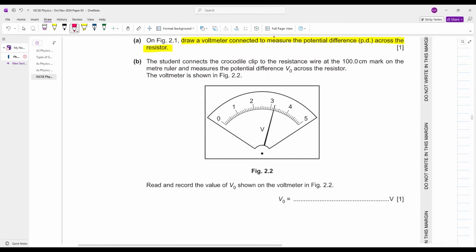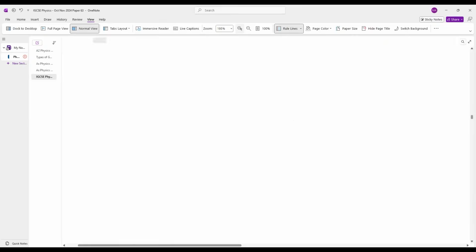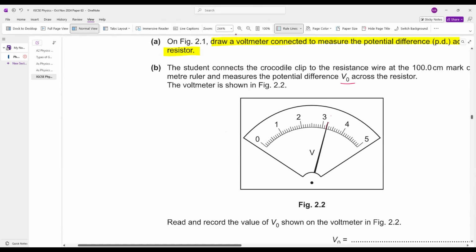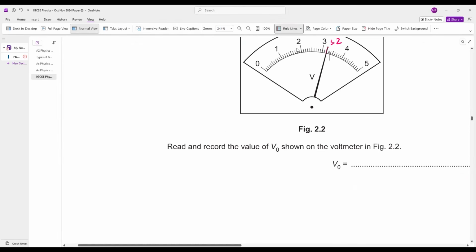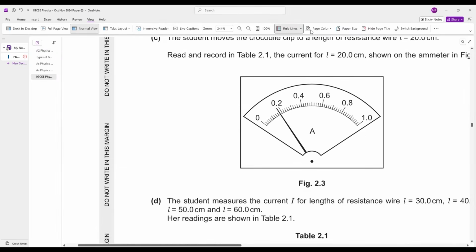Okay. The student connects the crocodile clip to the resistance wire at 100 centimeter mark on the meter rule and measures the potential difference V naught across the resistor. The voltmeter is shown in figure 2.2. Okay. Read and record the value of V naught shown on the voltmeter. अच्छा जी आपने V naught की वैल्यू रीड करनी है और रिकॉर्ड करनी है. दिस कम्स आउट टू बी 3.2. दिस कम्स आउट टू बी 3.2 वोल्ट. सिंपल. आगे बढ़ते हैं बेटा.